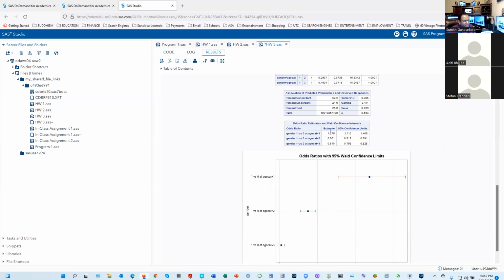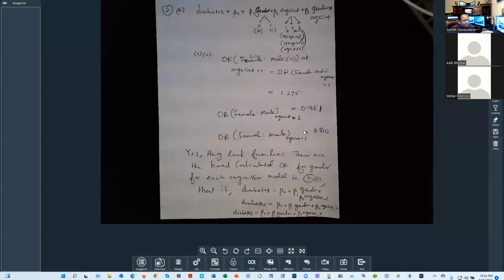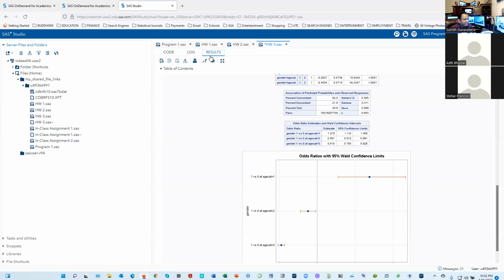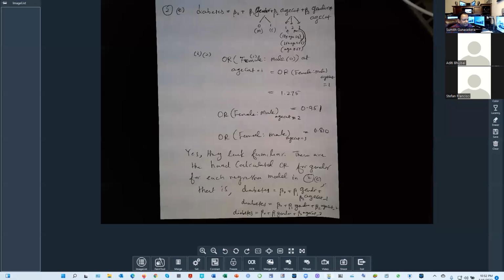Ratio. I'm sorry, I'm looking at this interval. Okay. 0.810, 951, 1.275. See, 1.275, 951, 810. All these we can recall in this command, hcat at 1, 2, 3, to show that one. But those we already calculated from the previous one. See, yes, they look familiar.